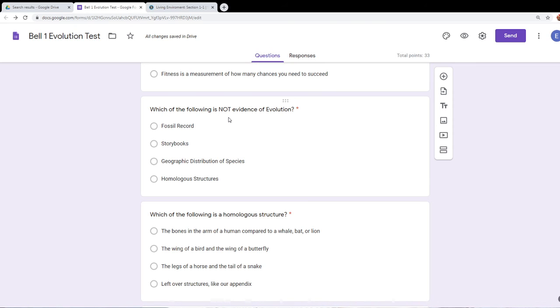All right, which of the following is not evidence of evolution? So we went over a bunch of things that were evidence that helped support the theory. One thing is not. Is it the fossil record, storybooks, the geographic distribution of species, or homologous structures? Which one of these is not evidence for evolution?